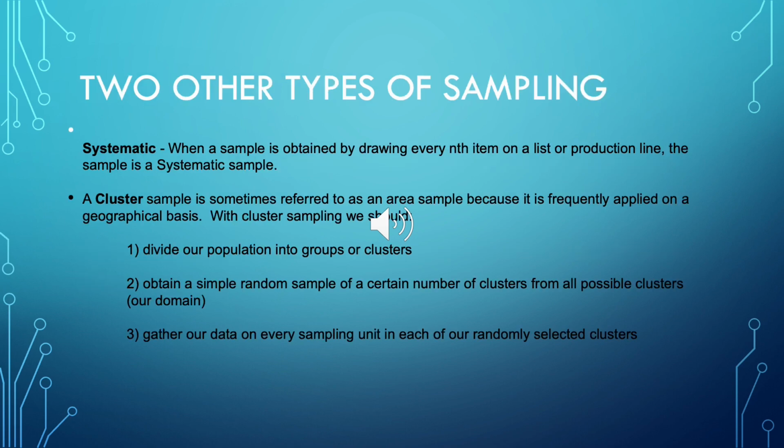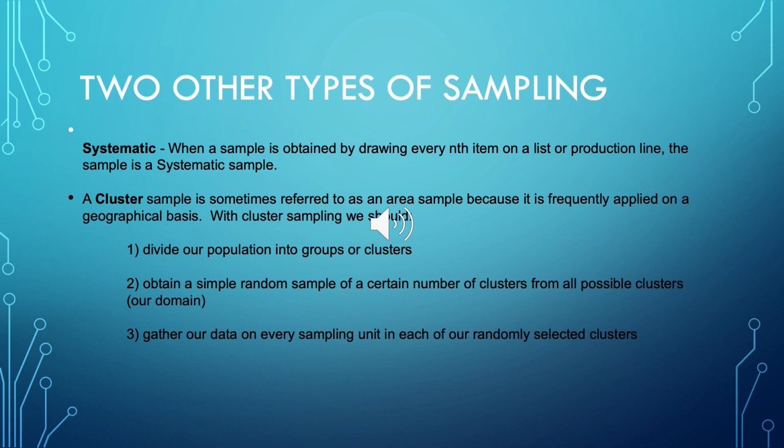Two other types of sampling I wanted to quickly talk about, just because you may run into them in your reading for this course or another course, would be systematic sampling and cluster sampling. For systematic, when a sample is obtained by drawing every nth item on a list or production line, the sample is a systematic sample. If I were a cop and I wanted to do a checkpoint, maybe I stop every 10th car.